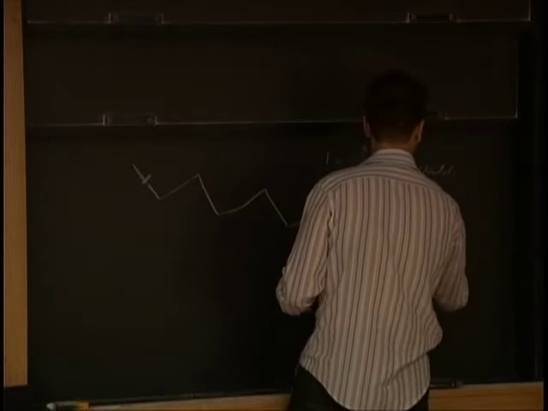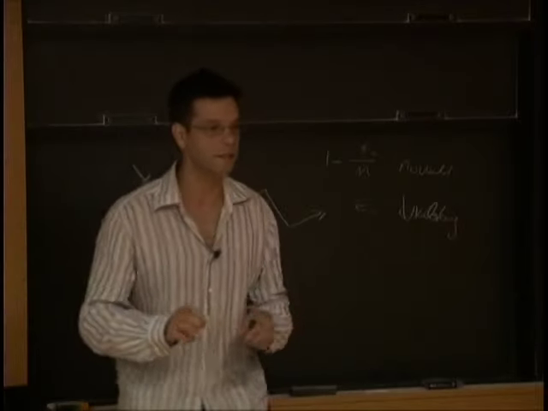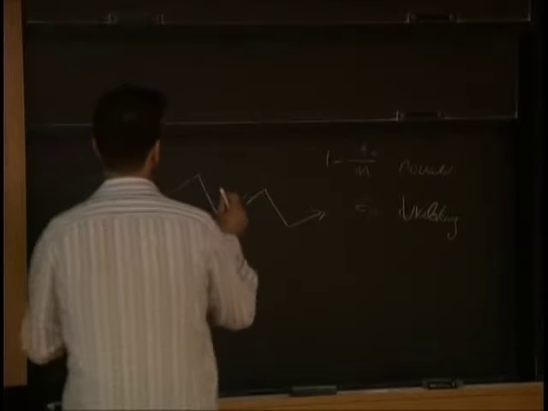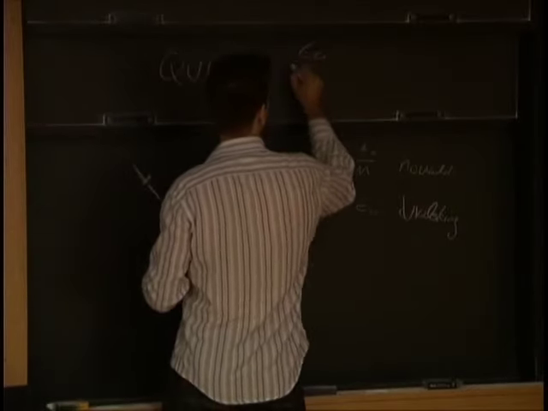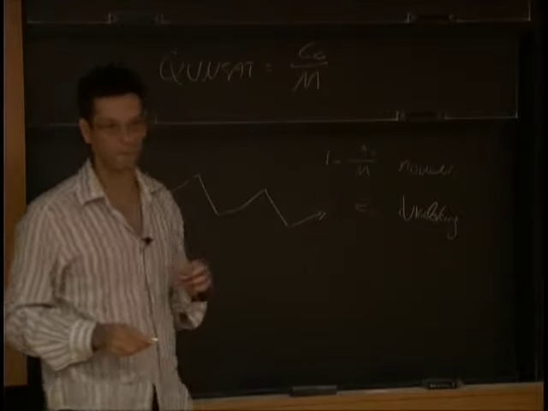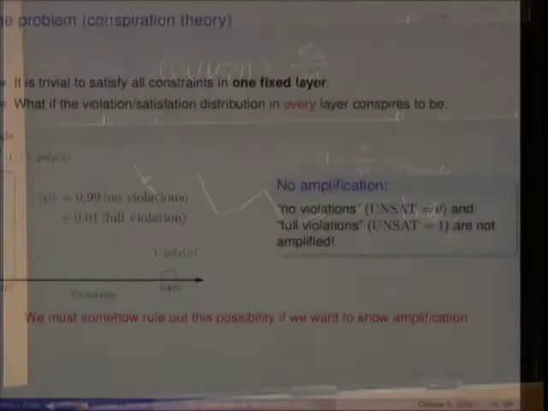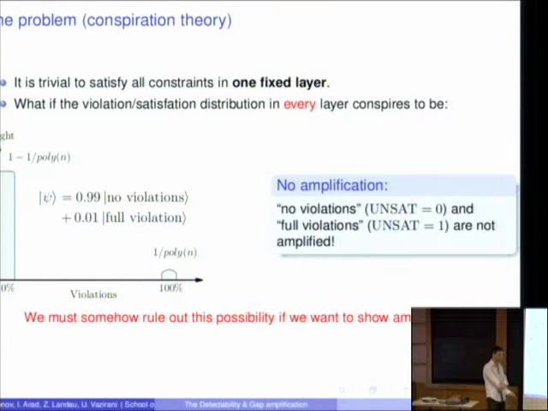Epsilon 0 is not constant times m? No. Epsilon 0 is the complete energy. The ansatz is epsilon 0 divided by m. Okay. So we are assuming that epsilon 0 is a constant. Yes. And then you deduce from that in at least one layer you'll have a constant fraction. Exactly. You'll be able to amplify.